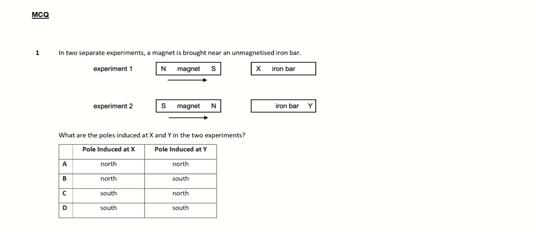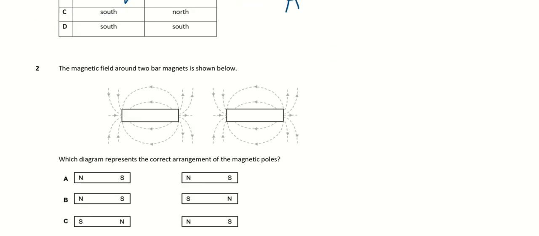bar. So what are the poles induced at X and Y? If this is brought near, and this is an iron bar, which is a magnetic material, here will become a north, and here will become a south, and Y will become a north. That means X must be north and Y must be north as well. So the answer is A.